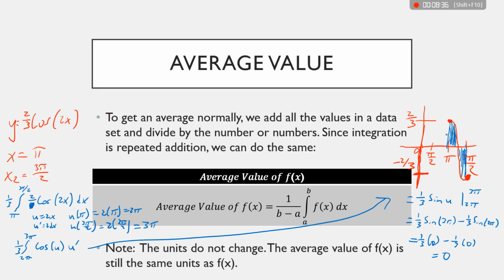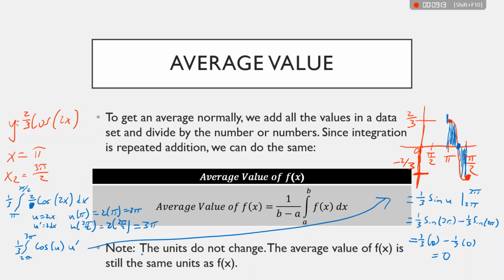This graph is symmetric. So if I add all of these positive values from our start point to our midpoint, and then I add all of these negative values from our midpoint to our end point, they'll all cancel out. Any questions on what we did? No.